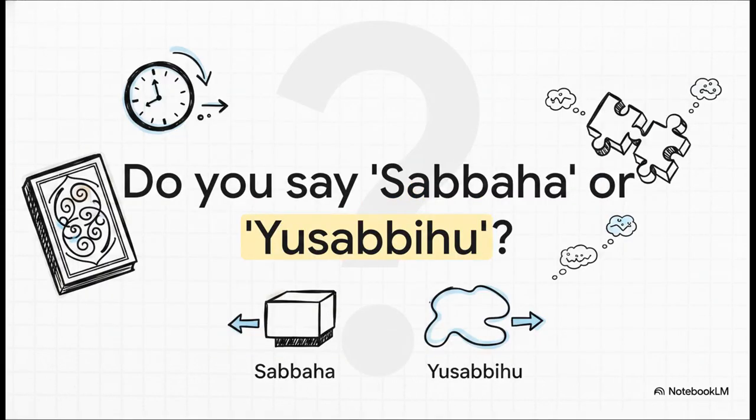All right, here's another one that gets everybody. Remember that group of surahs that start with glorification? Well, some of them start with the past tense verb, sabbaha, but others start with the present tense, yusabbihu. How in the world do you keep them straight without just taking a wild guess?